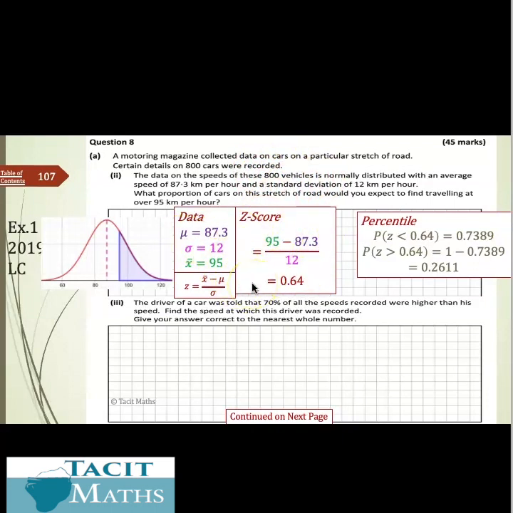But you could argue that you should use the test statistic one here. But look, the marking scheme says to use this one anyway, so that's what we'll go with.